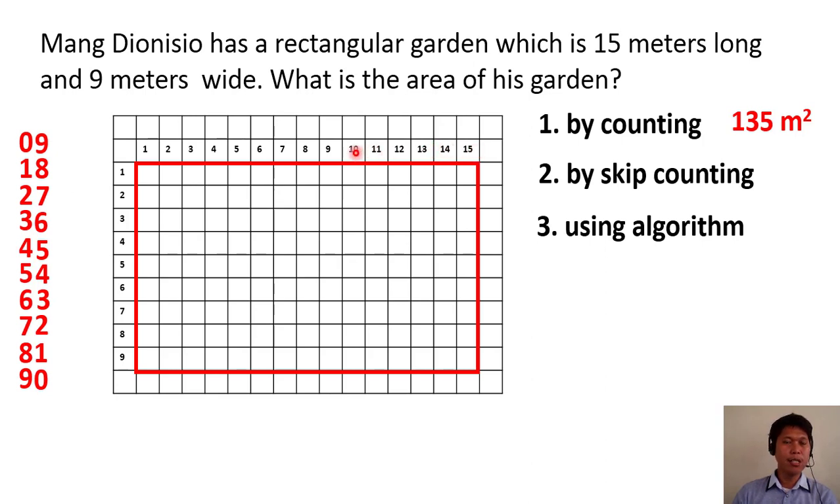There are 5 remaining columns. So 5, we've got 90 plus 1, 2, 3, 4, 5, 45. So 90 plus 45, the same result, which is 135.